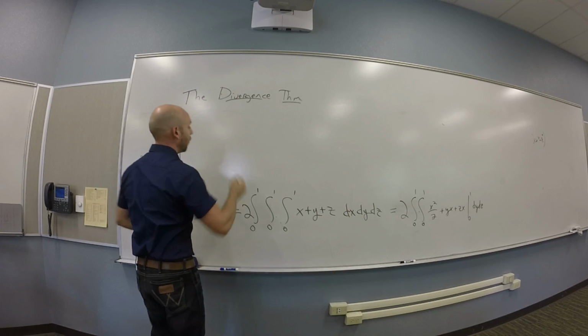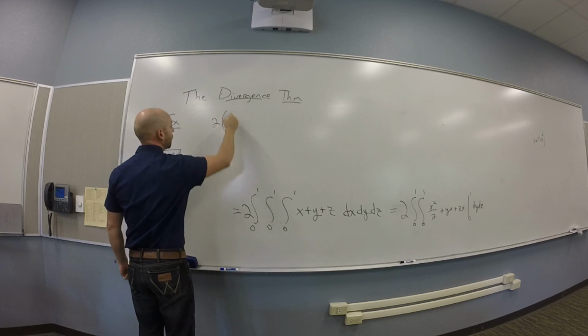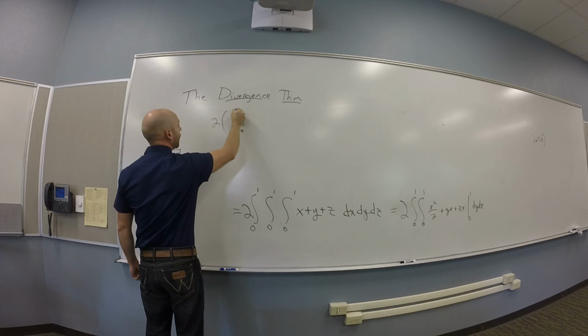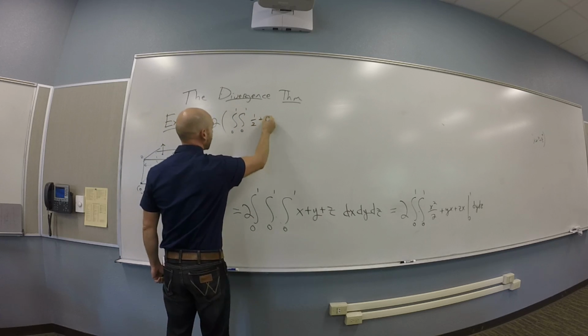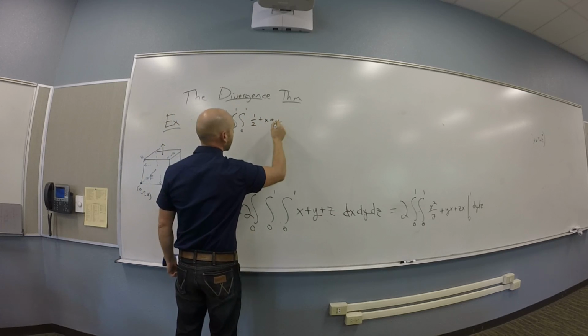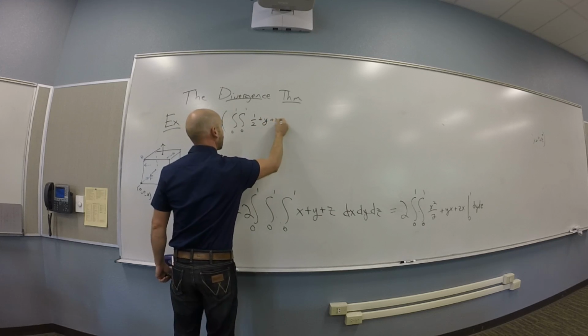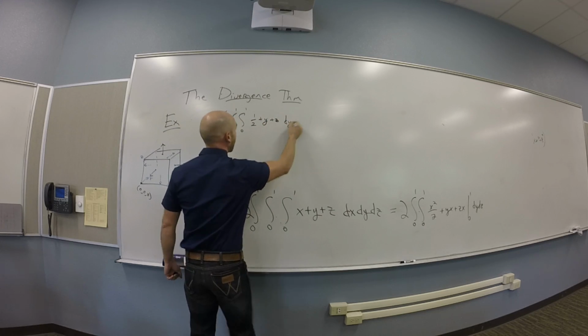Okay, so we got 2 times the double integral from 0 to 1 of 1/2 plus y plus z, dy dz.